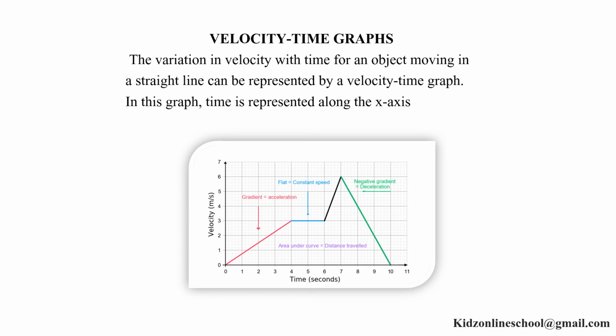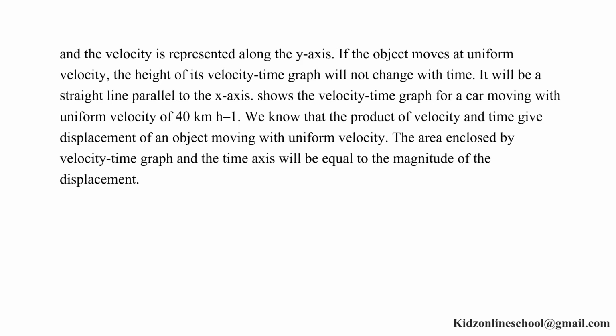Velocity time graph. The variation in velocity with time for an object moving in a straight line can be represented by a velocity time graph. In this graph, time is represented along the x-axis and the velocity is represented along the y-axis. If the object moves at uniform velocity, the height of its velocity time graph will not change with time. It will be a straight line parallel to the x-axis.